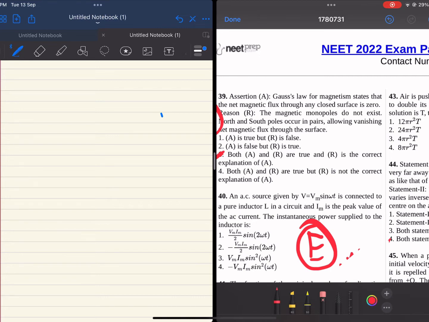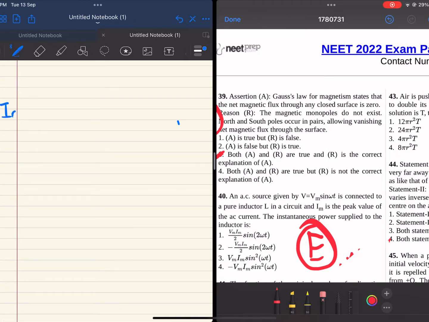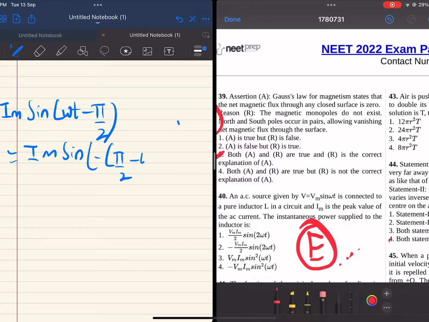So the current equation will be I is equal to Im sin of omega t minus pi by 2. But we cannot simplify this further. So what would I do? I would take the minus sign outside, and it is Im sin of minus of pi by 2 minus omega t. Sine of minus x is equal to minus sine x, because sine is an odd function. Im minus sine of pi by 2 minus omega t. Now we can do it using simple trigonometry. Sine of pi by 2 minus omega t is cos omega t. So this comes out to be minus Im cos omega t.